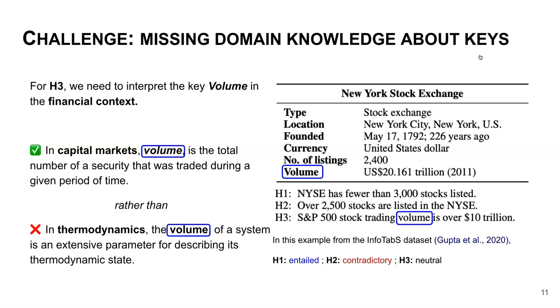Now there is another problem. Many times the model doesn't know the meaning of the key. For example, here you have seen the definition of volume is unknown to the model, and several times there are multiple definitions for the same keys. For example, volume can also occur in capital market, which is correct for this New York Stock Exchange table, but can also occur in thermodynamic context, which is incorrect and irrelevant to the current table which is shown on the right.